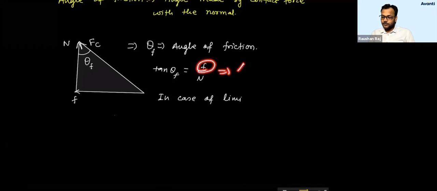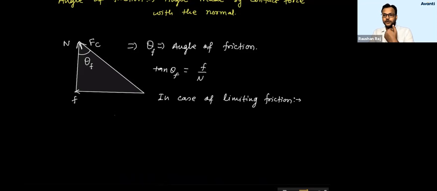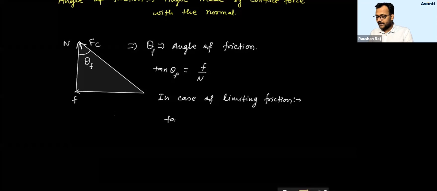This friction will be equal to mu into n only in case of limiting friction, only in case of when friction is maximum. तो इस चीज का please ध्यान देना. So in case of limiting friction, when you understand that okay, block is going to move now, and there is maximum friction that acts. In that case, you can write tan theta f will be equal to mu into n divided by n, and n will get cancelled. You can say mu. So there you can say theta f can be written as tan inverse mu.